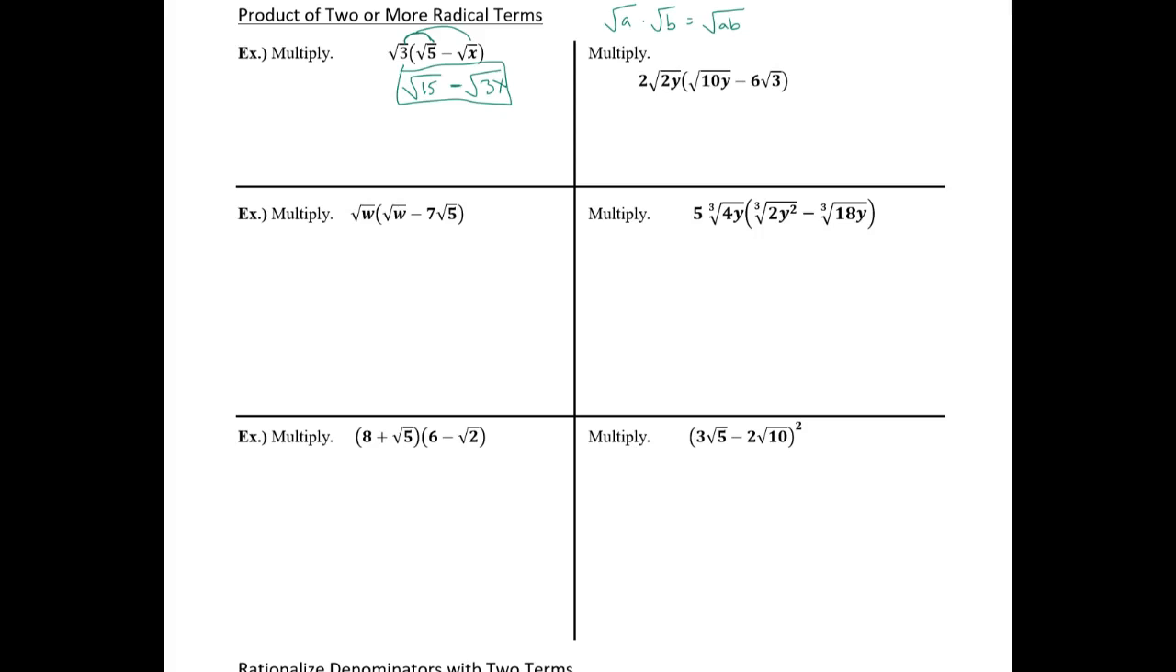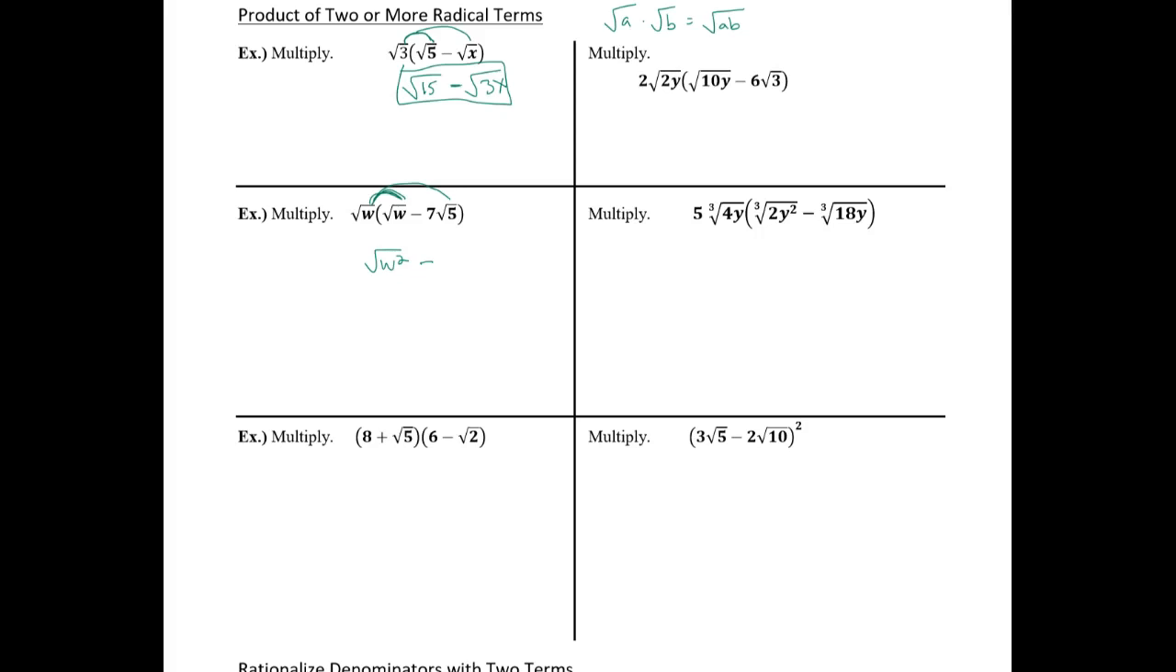Same thing with the next example. I'm distributing one term, square root of w, into that parenthesis. Now you have to be careful with this one, especially this first square root of w times square root of w. Sometimes I see students say square root of w times square root of w is just square root of w, but you have to actually multiply w times w and get w squared, which we will be able to simplify in a moment.